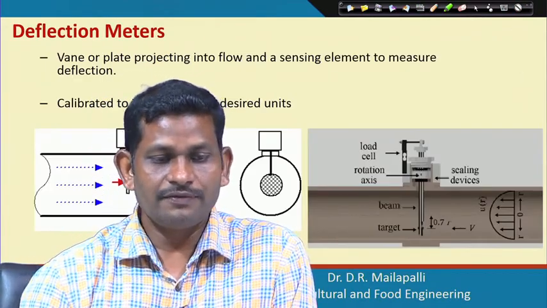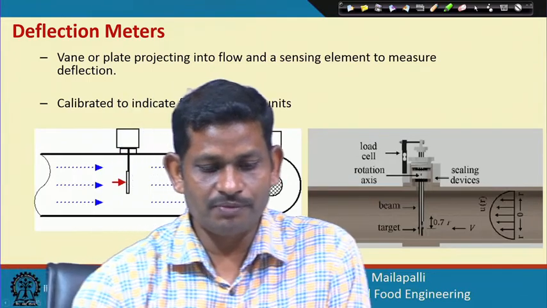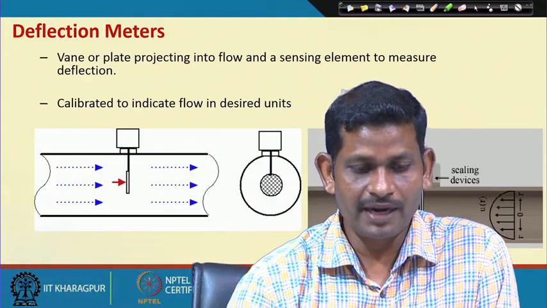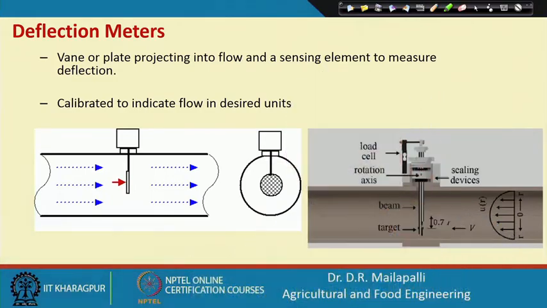Okay, so the other flow meter which is used to measure the velocity, the flow rate in pipes, is the deflection meter. So, this is the deflection meter. The deflection meter contains a vane or plate at the center, which is installed at 0.7R below the center line of the pipe. Okay. Suppose this is 0 to R, the distance.